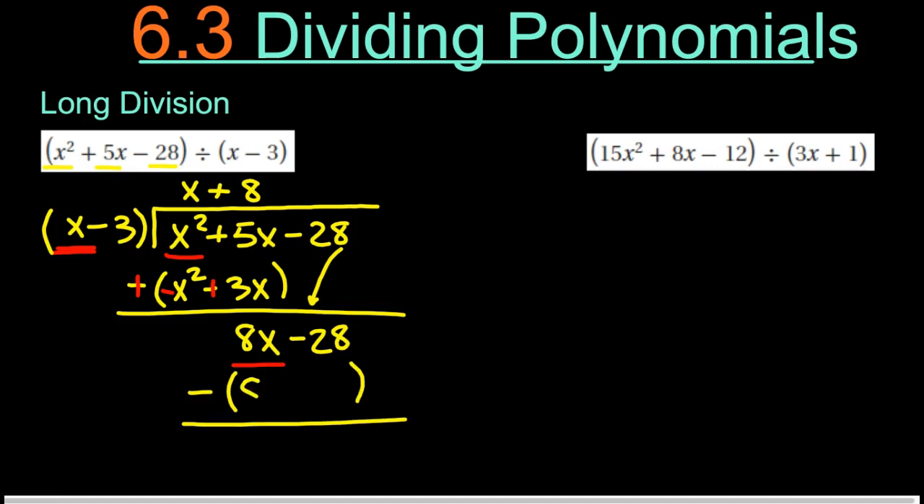8 times x minus 3 would be 8x minus 24. Change it to adding and change all the signs. That becomes a negative, that becomes a positive. The 8x stuff cancels out. Negative 28 plus 24 is negative 4. There's nothing more to bring down, so that will be my remainder: negative 4 over x minus 3. So it did not go in evenly because there was a remainder, right? If the remainder is 0, then it was a perfect factor, or it divides evenly.